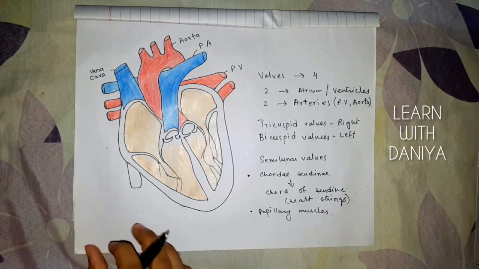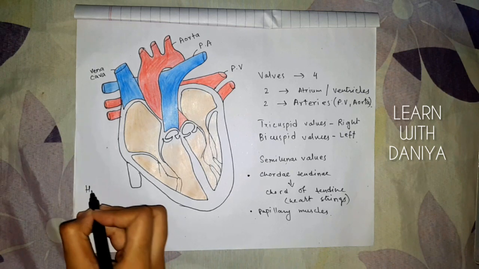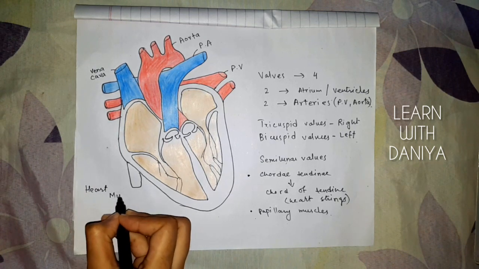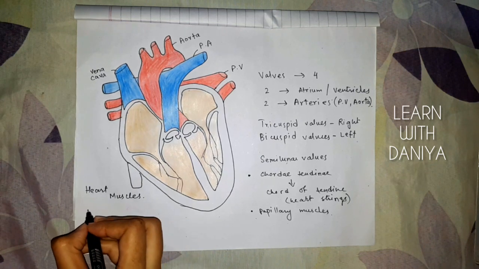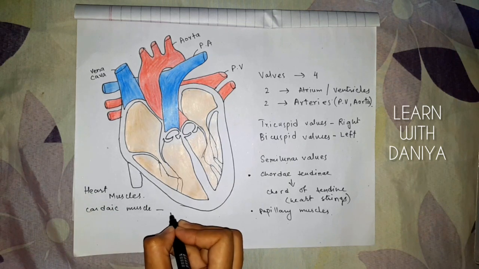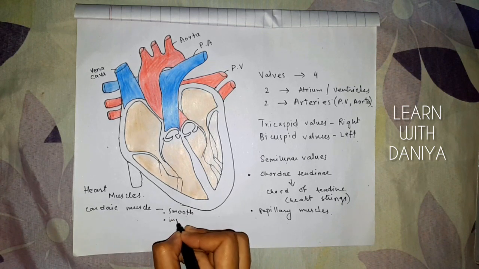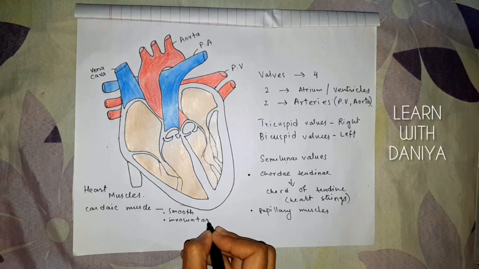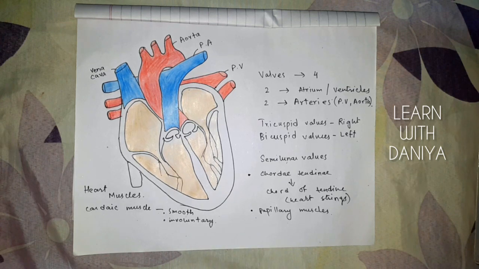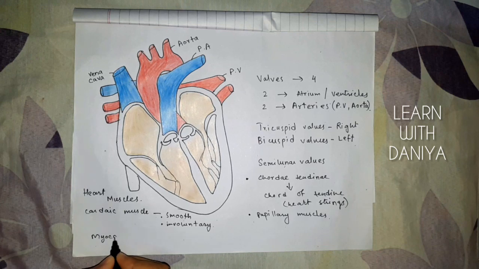Then we talk about the heart muscles from which the heart is made. The heart is made up of cardiac muscles, which are involuntary, meaning they contract on their own. We do not voluntarily contract or dilate them. So cardiac muscle is typically called myocardium.